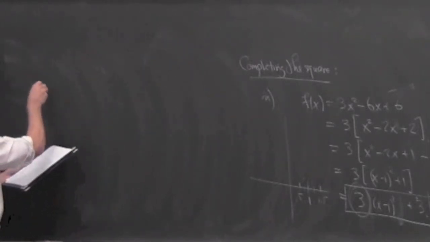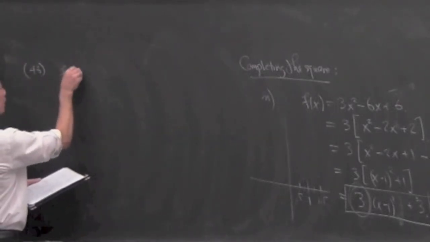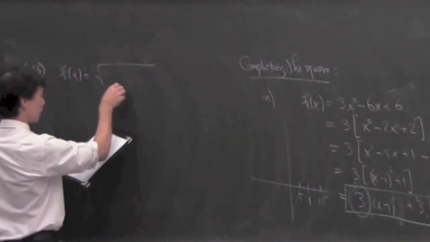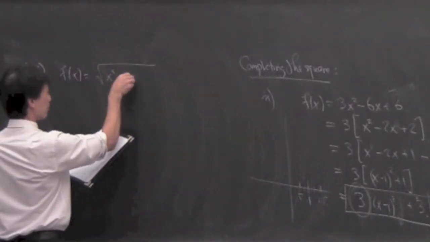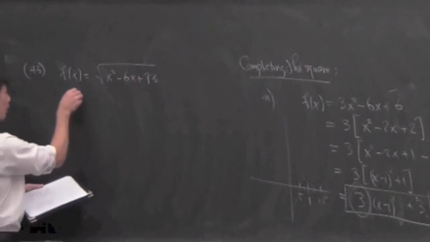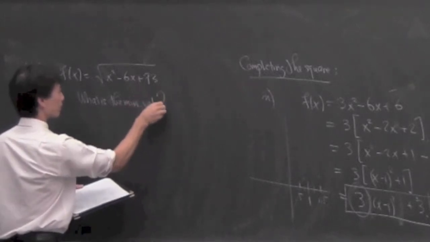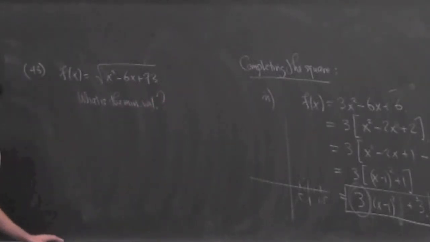Okay. So to give you an example of a tricky problem, here it is. F of x is the square root of x squared minus 6x plus 73. And I ask, what is the minimum value? Who has an idea of how to do this?